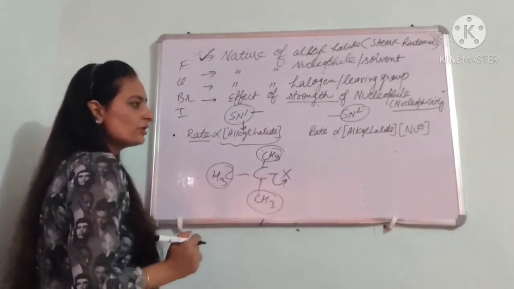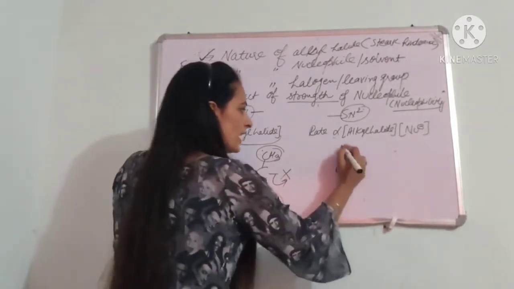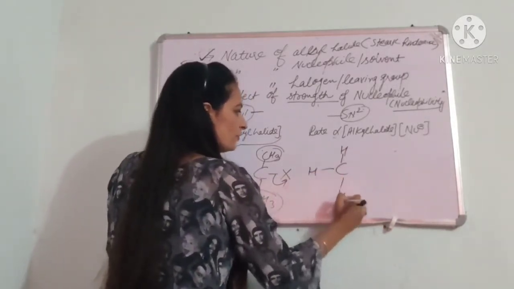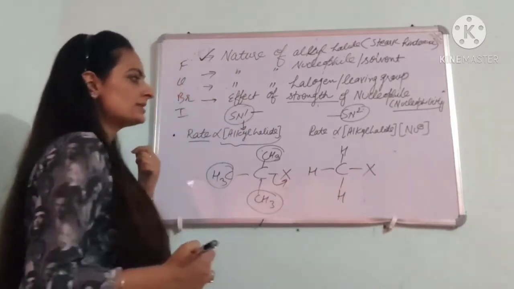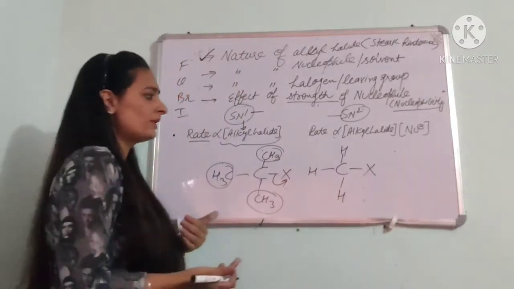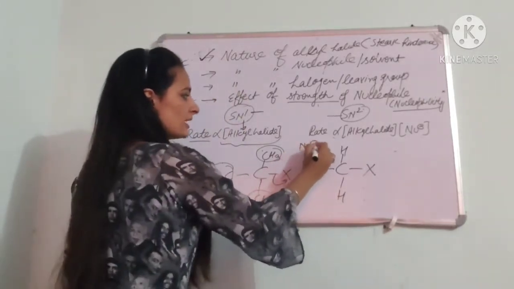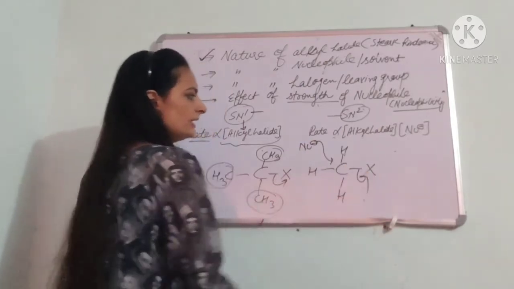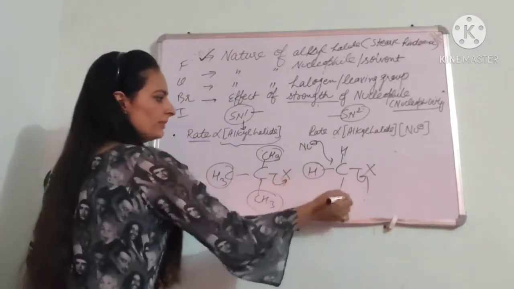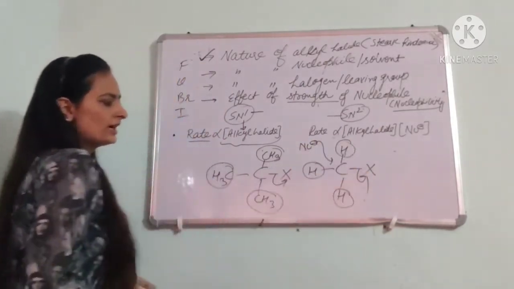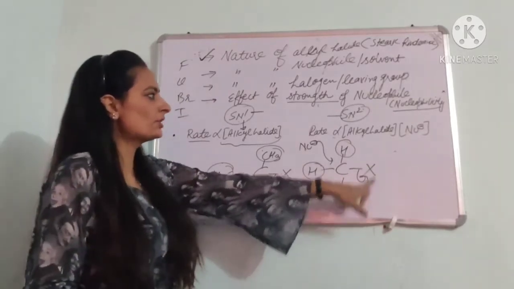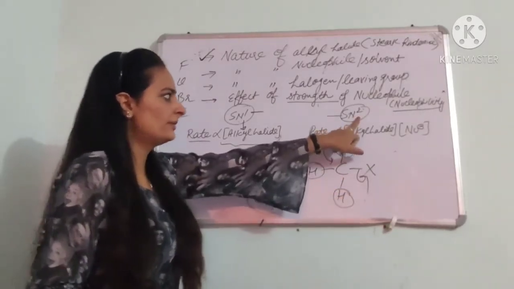In the case of the SN2 reaction, where we have no steric hindrance, like in the case of a primary halide, your incoming nucleophile can easily attack this carbon and your leaving group will leave from here, because there are no bulky groups attached over here. So that's why the mechanism followed is always the SN2 mechanism.